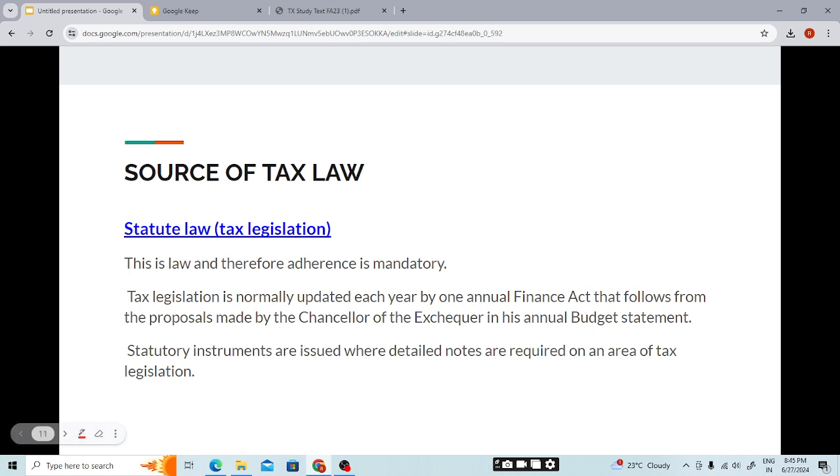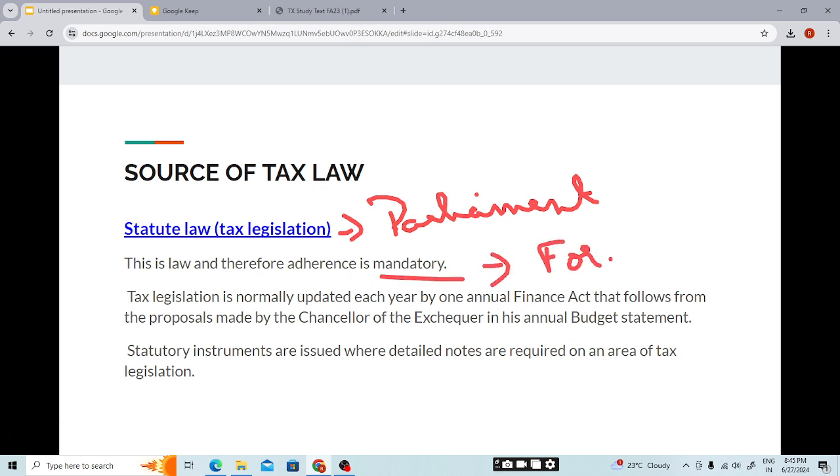So we have done with the types of taxation, we have done with the types of tax in UK. Now the tax laws which are made, from where do the tax laws come, or what is the source of these tax laws? So first is the legislation, meaning parliament. The parliament makes the laws. This is law and therefore mandatory for all the people to pay, mandatory for all people, whether you can't deny this.